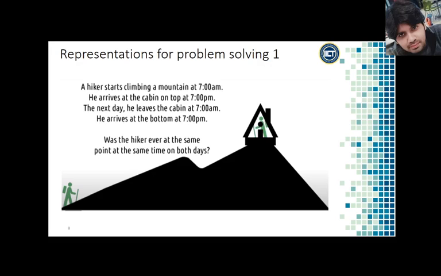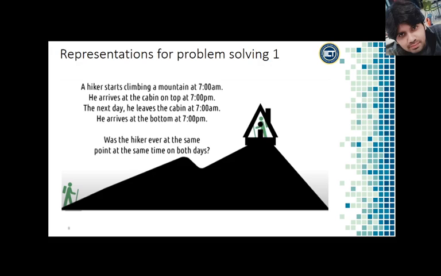But let me tell you another way to represent this problem in a more efficient way. It might actually seem odd that there is a point where the hiker is in the same place at the same time on both days. That seems like a strange coincidence. But what if we tweak the representation a little bit?